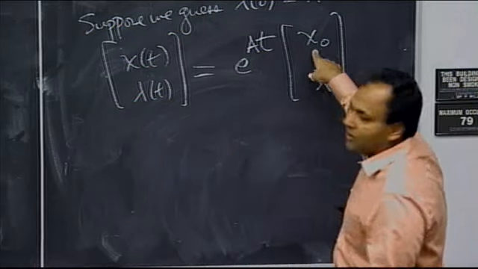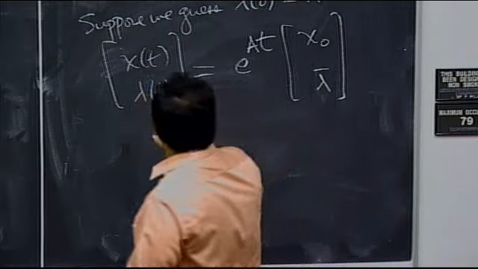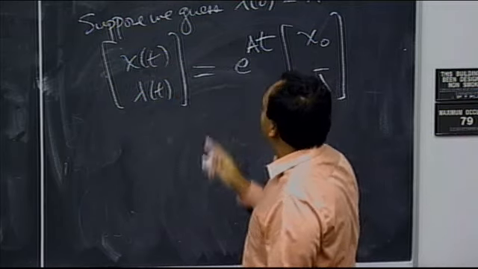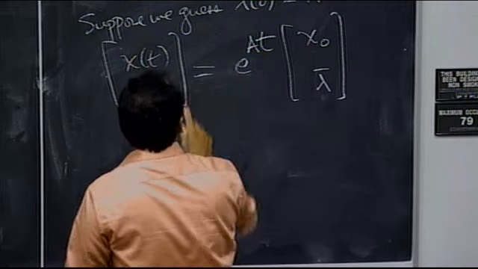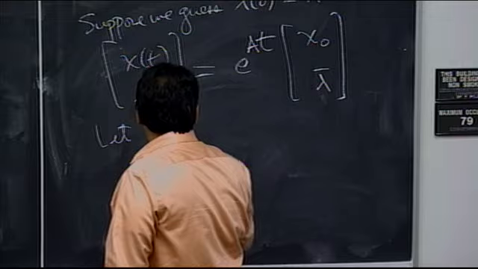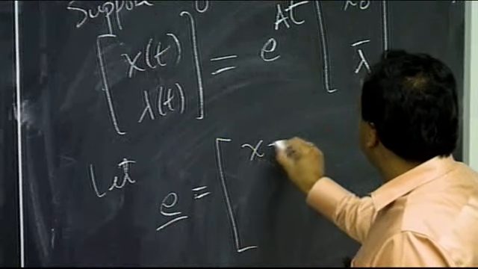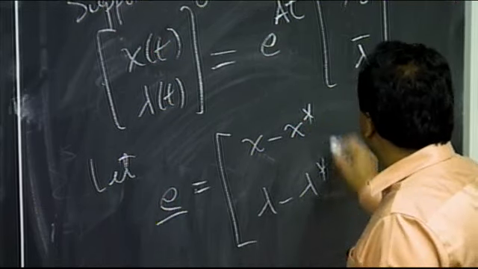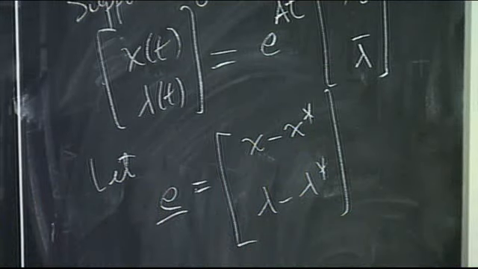There's no error in the initial state, right? But there is an error in the initial costate. So if I look at this problem and I say, all right, well, I've got to figure out what happens to an error. So let's say let E equal x minus x star and lambda minus lambda star, where x star and lambda star are the exact solution or the optimal solution.